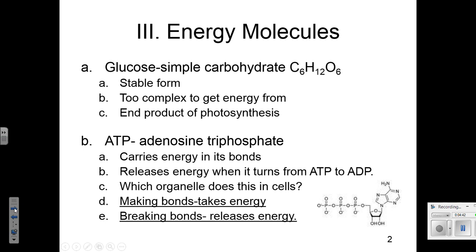it releases it. So as the plants are doing photosynthesis, that takes all kinds of energy in order to make those bonds, and so they're getting that from the sun. And then when we are eating that glucose and we're breaking the bonds, the energy comes out and we can use it.